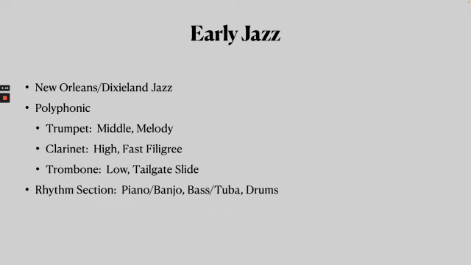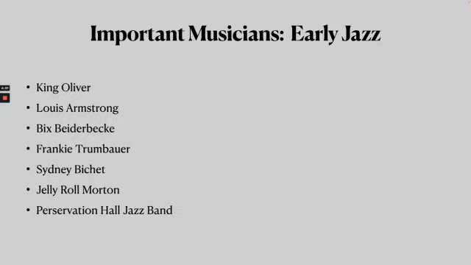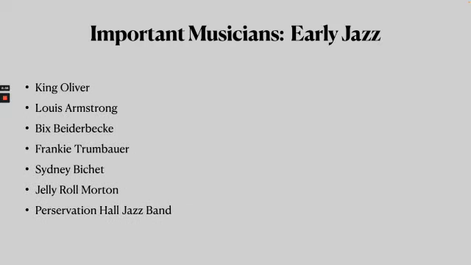The rhythm section in early jazz consisted of piano, bass, and drums. The banjo was often added or replaced the piano. A tuba could replace the bass. Several important early jazz musicians include trumpeter Joe King Oliver, trumpeter and vocalist Louis Armstrong, trumpeter Bix Beiderbecke, saxophonist Frankie Trumbauer, clarinetist and soprano saxophonist Sidney Bechet, and pianist Jelly Roll Morton.